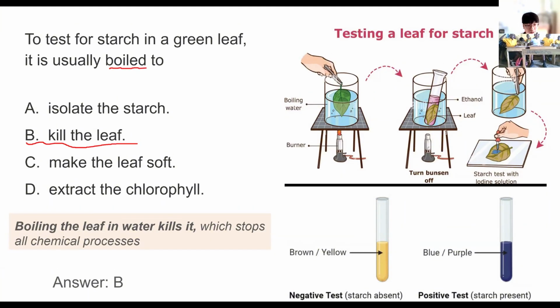So we didn't actually study this a lot, but we boil the leaf to kill it first, and then you can see the process. It's about killing the leaf by boiling, and then we put it in ethanol, and then we test it with starch, with iodine solution. So boiling the leaf in the water kills it, and that helps stop all the chemical processes that are occurring in the leaf. But yeah, the answer is B. It's to kill the leaf. Okay. That's about testing a leaf for starch.